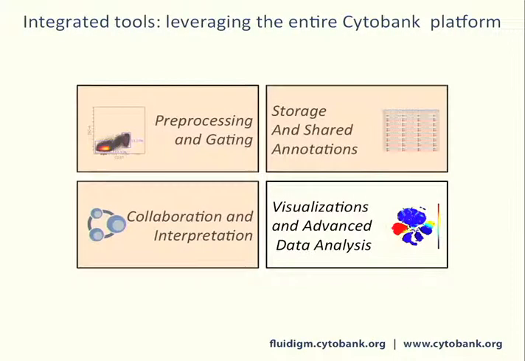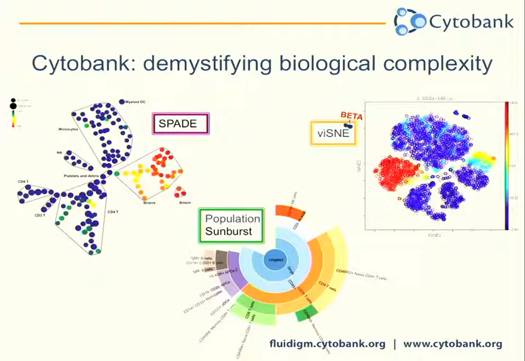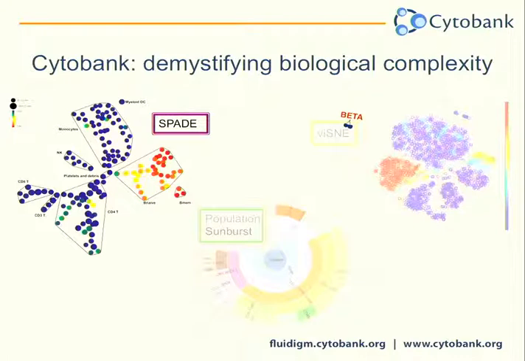And to accommodate this, one of the things I'm going to talk about first, which we often put at the end of our talks, is the visualizations and advanced data analysis that Cytobank provides for demystifying this biological complexity. Three of the tools that I'm going to talk about today briefly include our SPADE analysis tool, the population Sunburst, as well as viSNE. Earlier talks that you saw today covered SPADE and viSNE. Primarily today, I'm going to focus on the analysis tools themselves because you have a lot of wonderful biological talks, so I don't have to go into that too much. So the first one I'm going to talk about is SPADE.